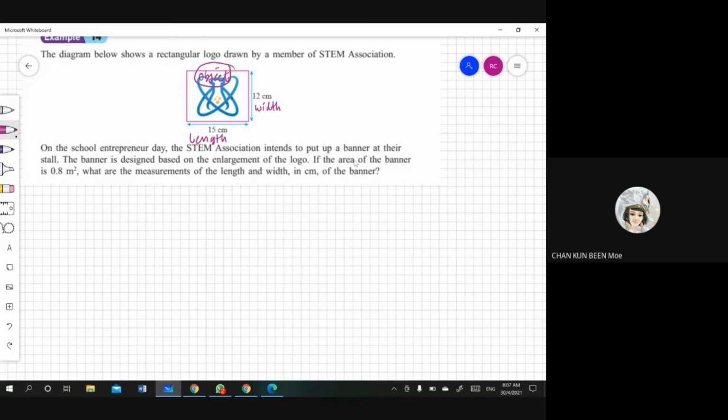Now, if the area of the banner, why so many WhatsApp? Sorry, I close it.